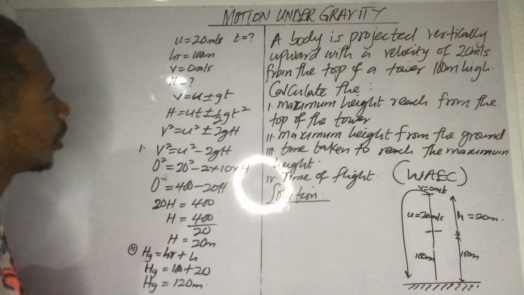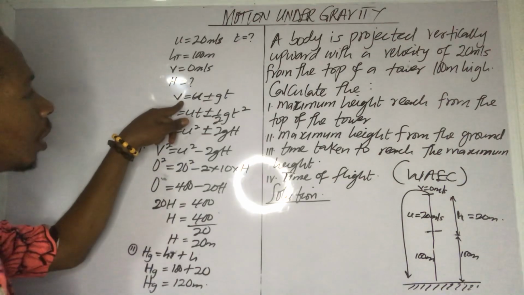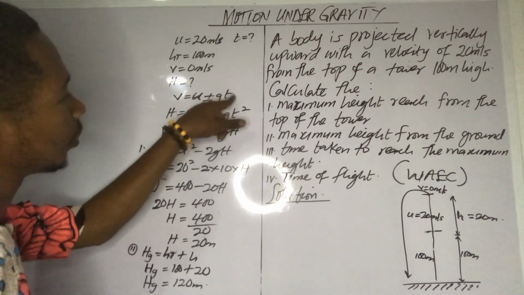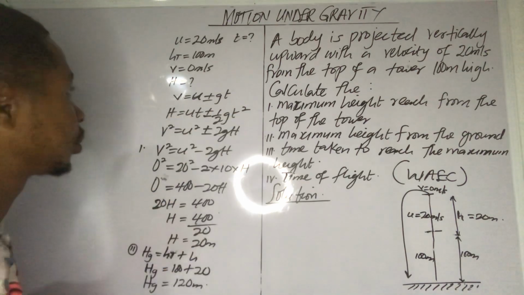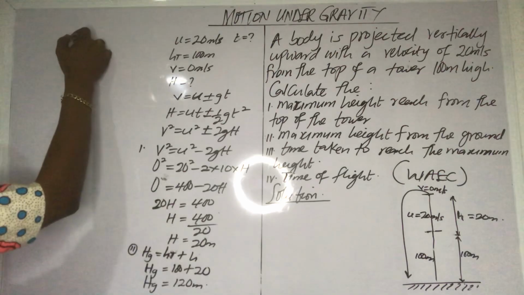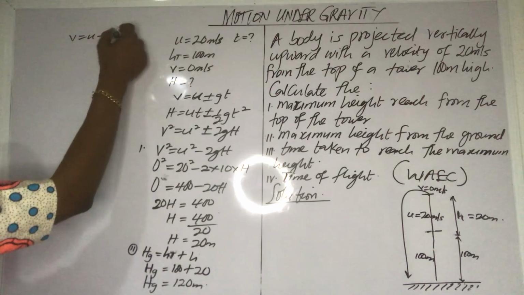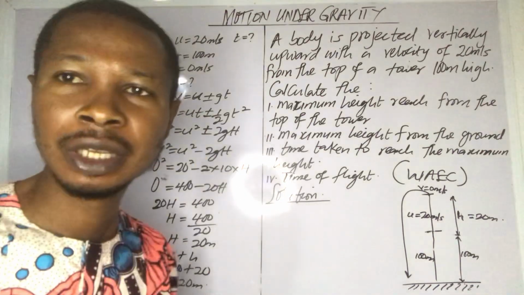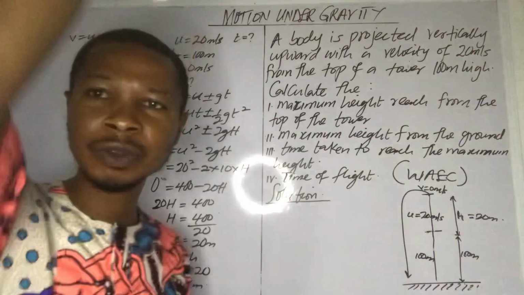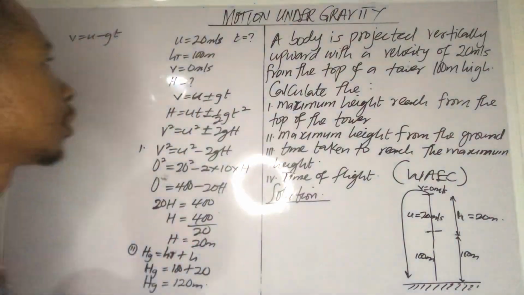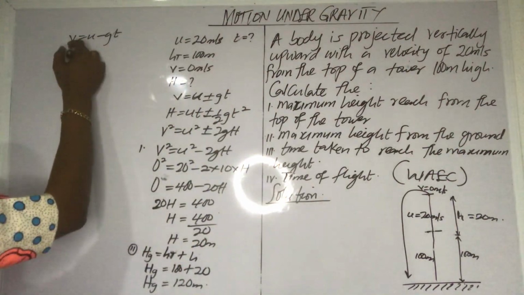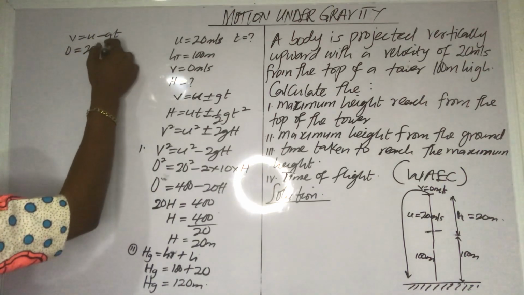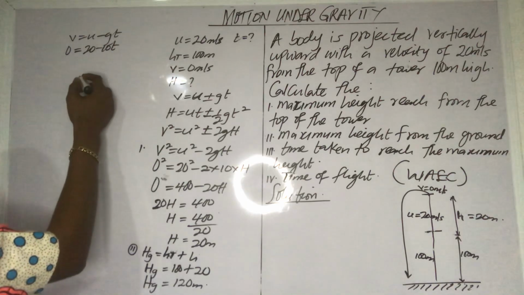To reach maximum height, using equation 1, I can get my t. I have v, I have u, g is a constant, and I'm looking for t. So using the equation 1 of motion, I will have v equal to u minus gt. It's still minus because the body is moving vertically upward. So if I substitute my values, I will have 0 equal to 20 minus 10t.